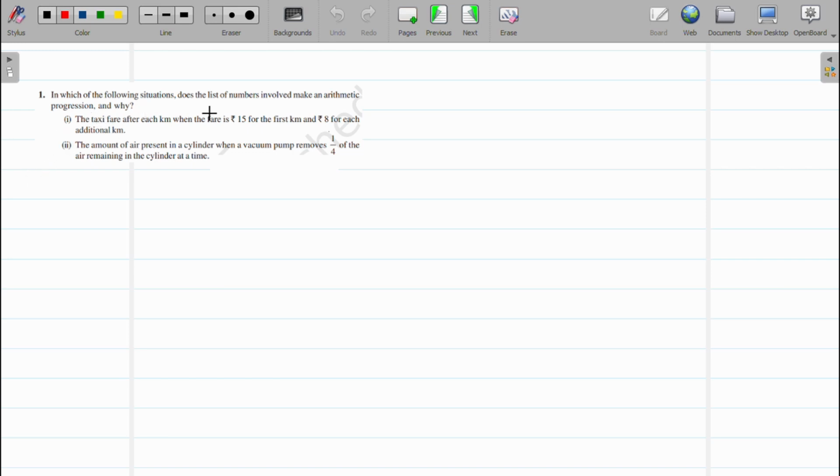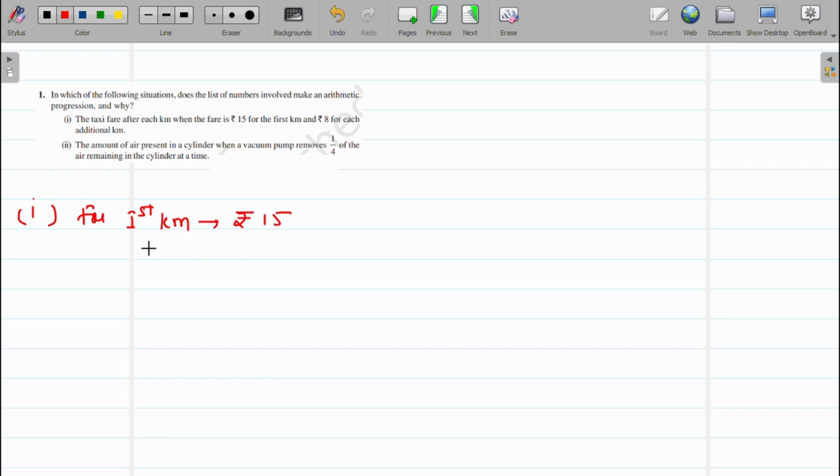What next we have is, for example, a question here: in which of the following situations does the list of numbers involved make an arithmetic progression, and why? The first one I have picked is a taxi fare after each kilometer, when the fare is rupees 15 for the first kilometer and 8 for the additional kilometers. So that means for the first kilometer, the amount I am paying is rupees 15.